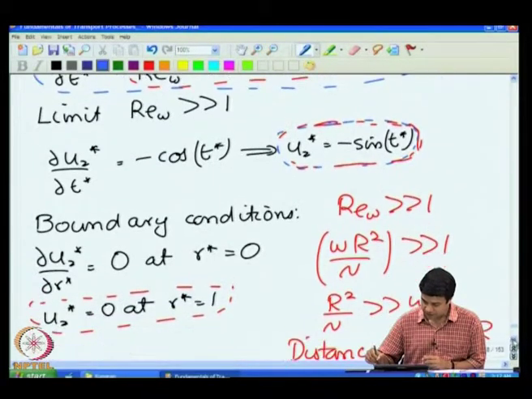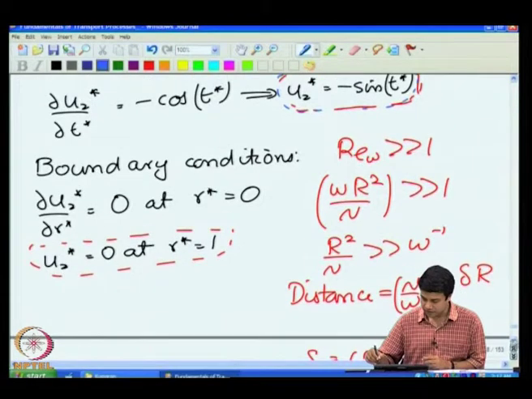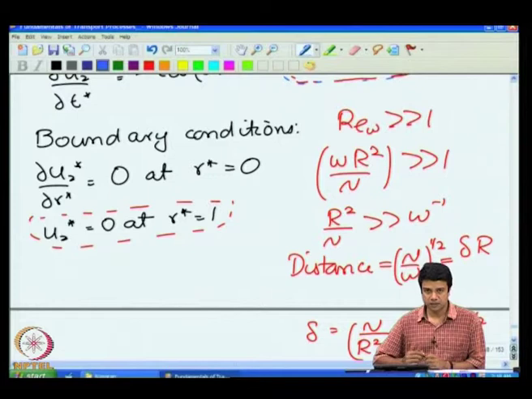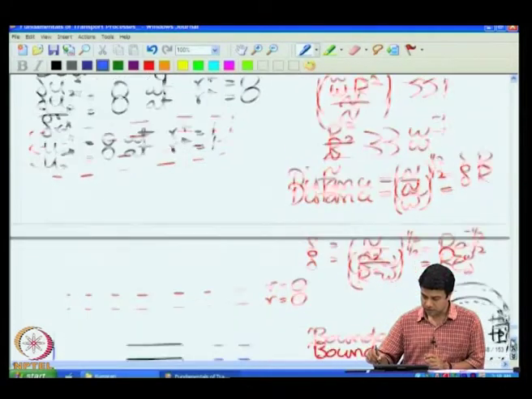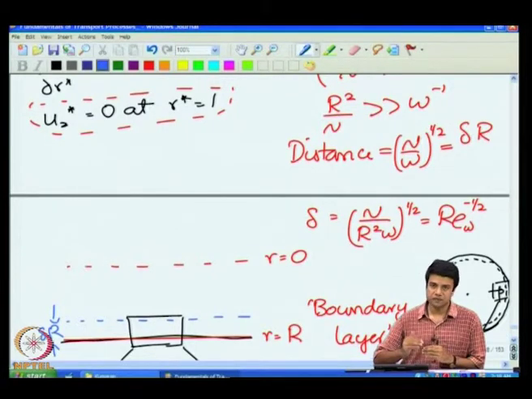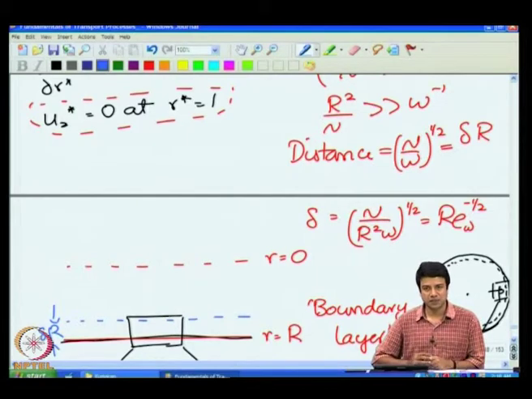And once again physically I had explained this in terms of a competition between momentum diffusion and the period of oscillation. Re omega large compared to 1 implies that the time it takes for momentum diffusion is large compared to the time period of oscillation. That means that momentum from the surface does not diffuse very far over one time period. Okay. So, on that basis I had neglected the viscous term.